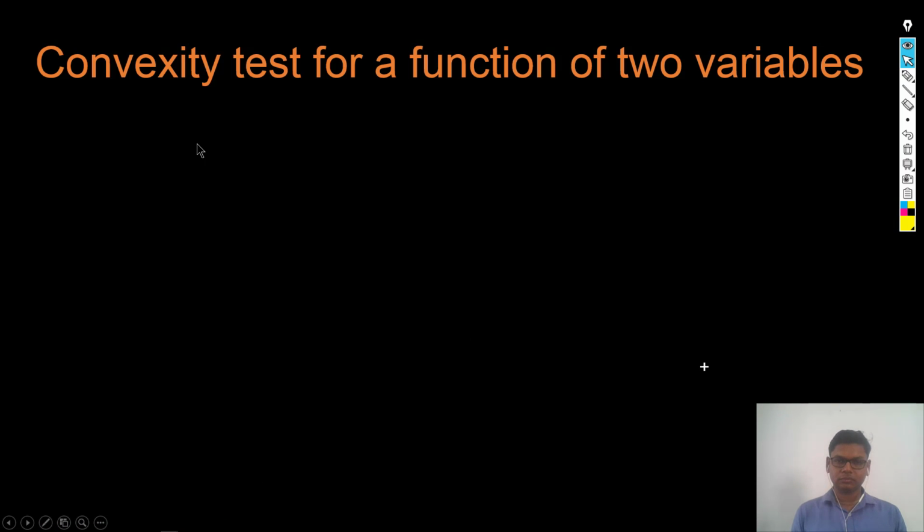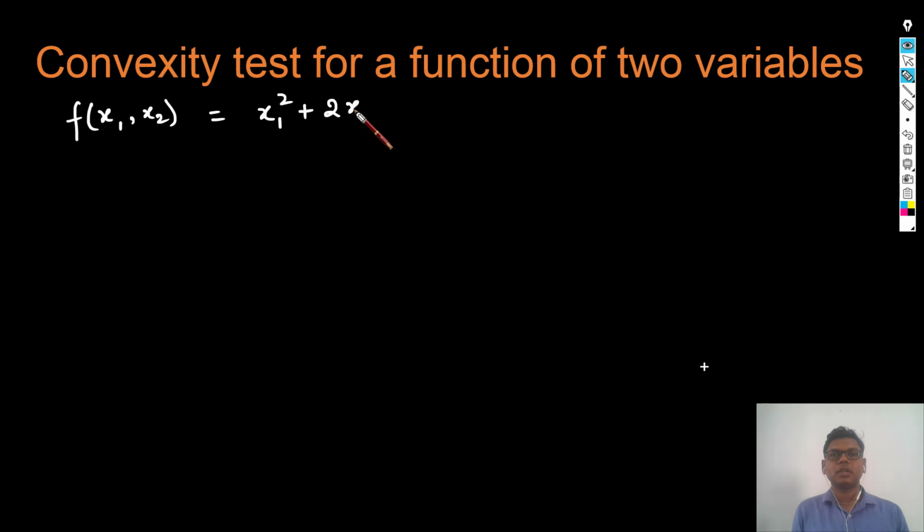Let's take an example and then we will proceed further. Just write a function of two variables. So f of x1 and x2, the two variables, is x1 square plus 2 x1 x2 plus x2 square. This is one function which has two variables. How can we understand whether this is a convex function or a concave function?